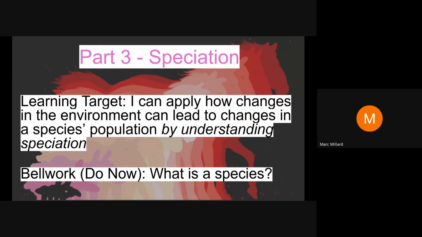Welcome back, biology class. Today we are going to be looking at speciation, which is part 3 of Unit 7, our evolution unit. So to start out, we've got a new learning target, and that is: I can apply how changes in the environment can lead to changes in a species population by understanding speciation. So your bell work question for today is, what is a species?